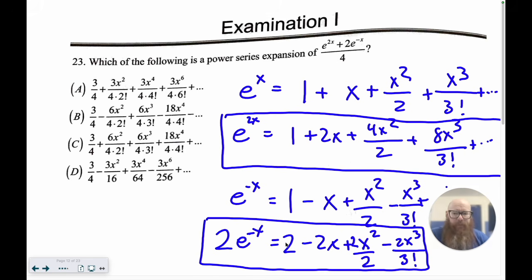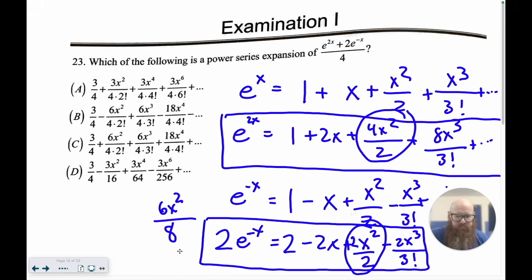Add these two together and divide by 4. Every answer has that. Add these together and divide by 4. Add this plus this. 4x squared plus 2x squared is 6x squared, over 2 divided by 4 is 6x squared over 8. It's positive. These answers are wrong. This is 3x squared over 16. That's wrong. This is 6x squared over 8. That's right.